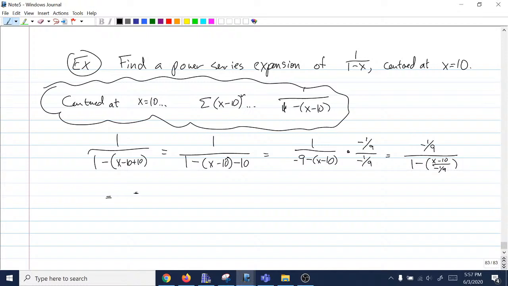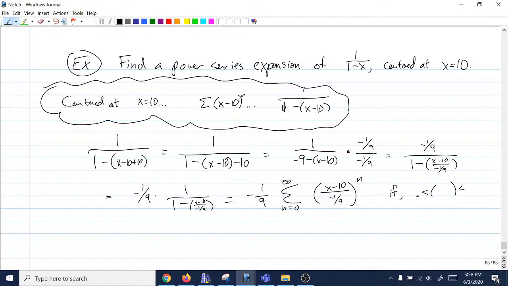So this is negative 1/9 times 1 over 1 minus x minus 10 over negative 1/9. That 1 over 1 minus is the magic thing I'm looking for, because I have memorized that 1 over 1 minus blah is the sum of blah to the n. That's the thing you really want access to on the tip of your tongue. And it equals that if blah is between negative 1 and 1. I'm probably going to actually have to solve it this time.